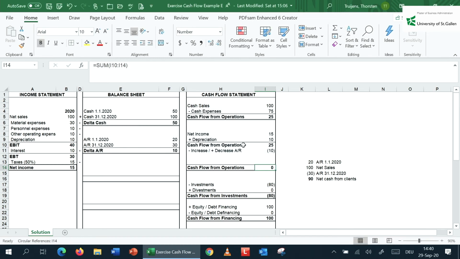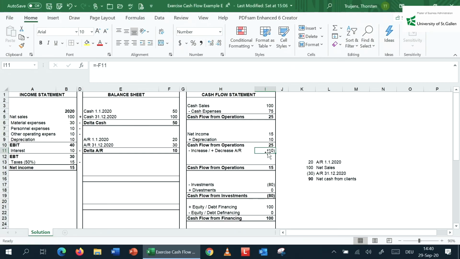Oops, circular reference, not good. Let's try it again. So we take the 25 and make adjustments. Here the adjustment is a negative one, because we have given our clients more of a loan, so we have 10 less in the cash register than we actually thought by looking at the income statement.